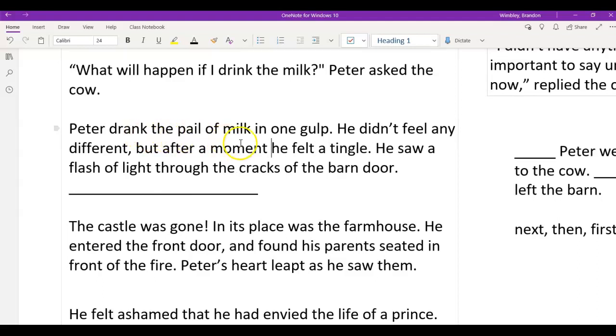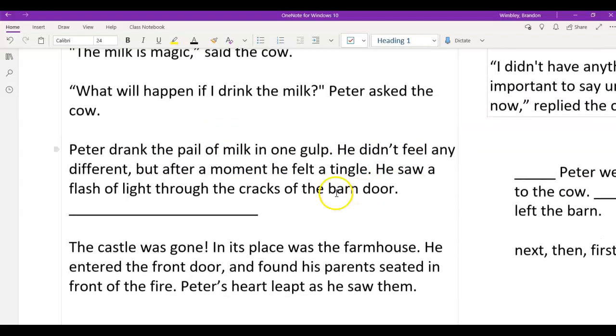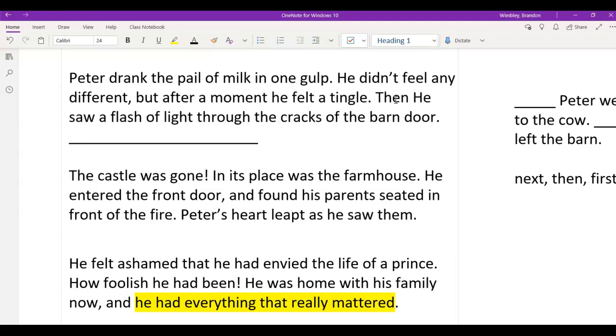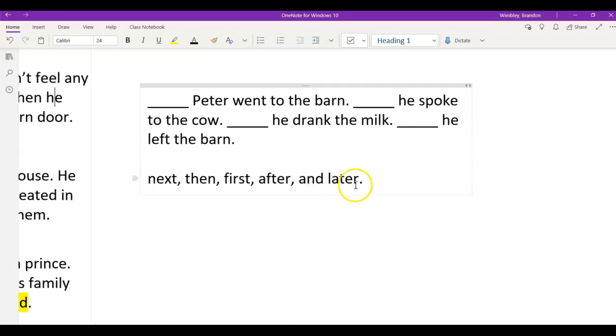Now before I say I'm all done, what else can I do? Well, now I have this. He saw a flash of light. I want to show that this happens right after he feels that tingle. So I'm going to use the word then to show this is what happens next in my story. So that's how we can use those words. At first, then. These are the ones that you guys might be using in your writing the most though. Next, then, first, after, later, to show what happens in a series of events.